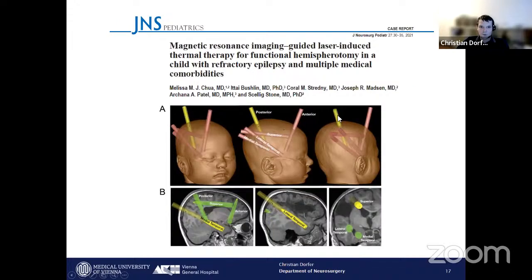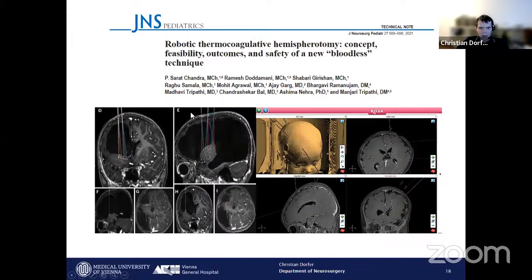And then nowadays, of course, LITT procedures. So this is a case report from 2 years ago with multiple trajectories and a successful hemispherotomy with multiple fibers using the LITT technology. And another minimal, in this case, bloodless technique, as Sarat called it, where he used thermocoagulation. As you can see in these examples, many trajectories means they used 15 trajectories and over 100 coagulations. So a very extensive procedure.